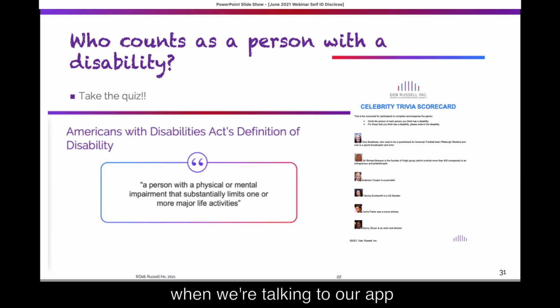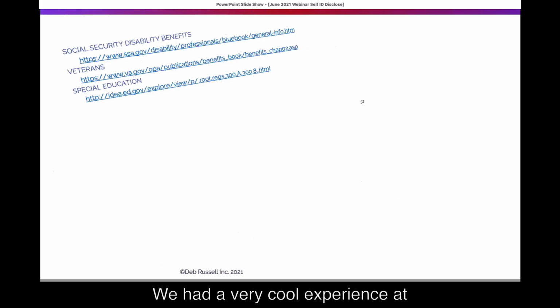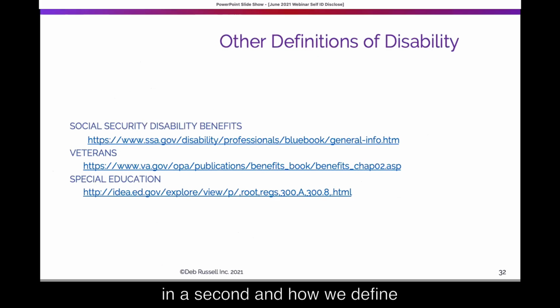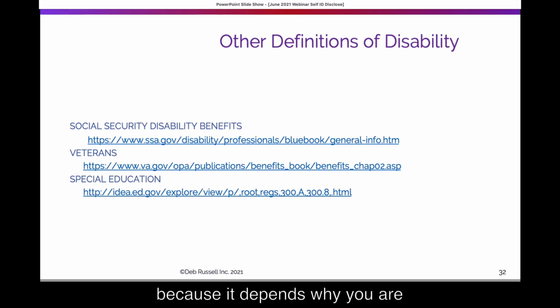But when we're talking to our applicants and to our workforce about asking them to identify or self-ID as a person with a disability, we want to let them know what that means. We had a very cool experience at Walgreens, which I'll talk about in a second, and how we define disability for a while. But keep in mind that just because the Americans with Disabilities Act is the most used definition of disability, there are about 50 other definitions of disability because it depends why you are looking at disability.